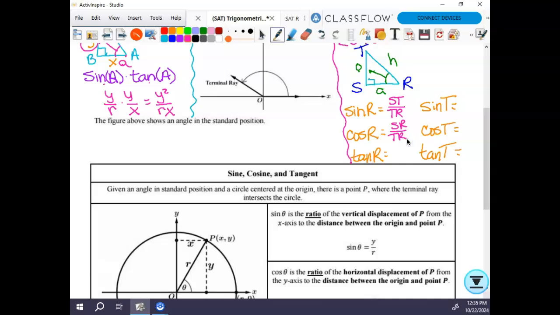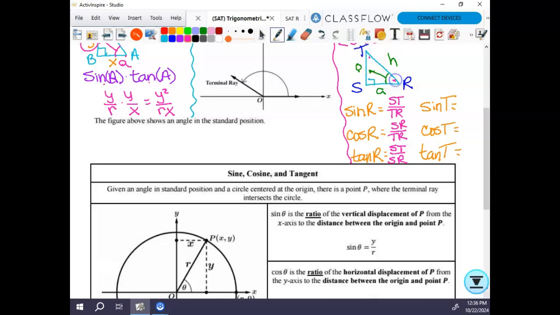Tangent, opposite over adjacent, that is ST over SR. Okay. Everybody okay with those three? Now, what I could do here, but we're not going to because I want to look at it a different way, is I could then relabel it with angle T and use this as opposite, this is adjacent. That's totally fine. But one of the things we talked about yesterday is that the sine of one angle is the same as the cosine of the other.